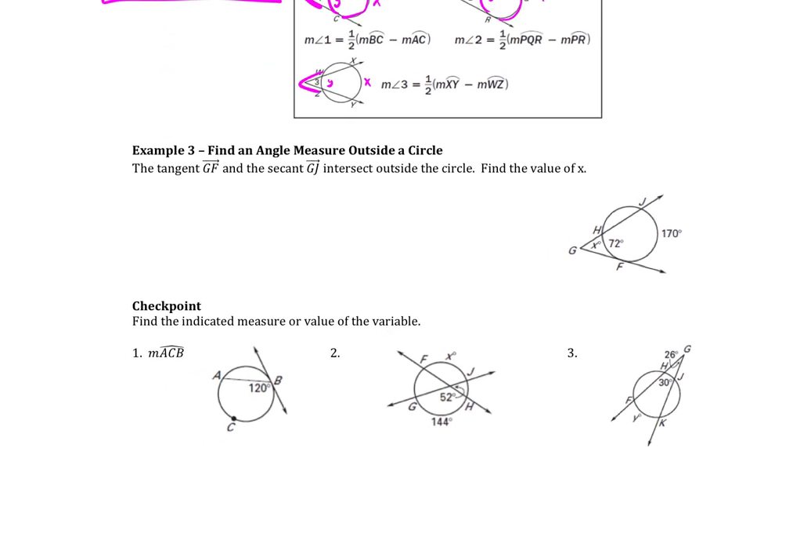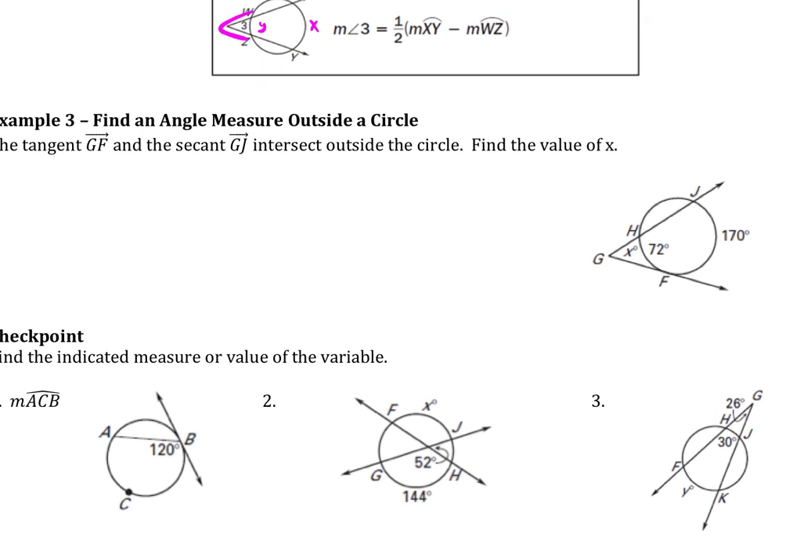All right, for number 3, it says we have this tangent here, and it intersects outside the circle. Find the value of x. So this angle meets outside the circle here. It's kind of weird because we're using x for an angle here, but we can call the arcs A and B, similar vibes, right? So angle x is going to equal 1/2 of the big arc over here, which is 170, minus the other internal arc here, which is 72.